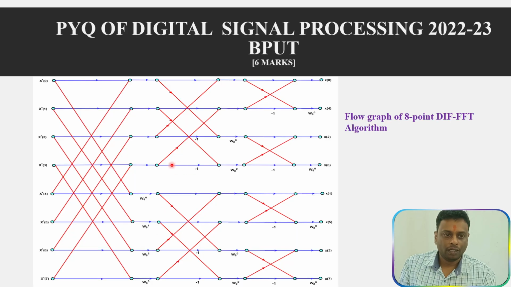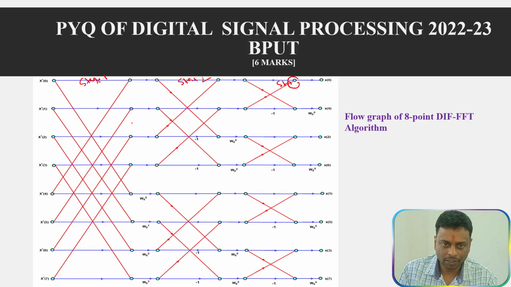This diagram is the flow graph of the 8-point DIF FFT. So you can see over here the inputs are taken in the normal order. The outputs are in bit reversal order. You can see the exponent repeat factor, that is 0, 1, 2, 3. This is our stage 1, this is stage 2, and this is stage 3.